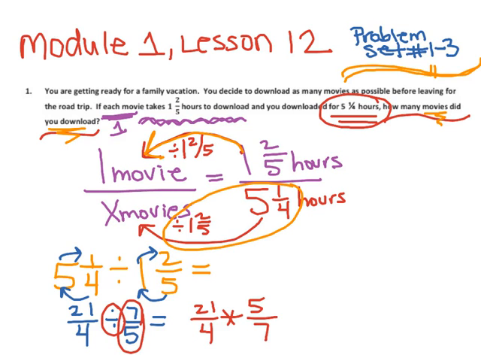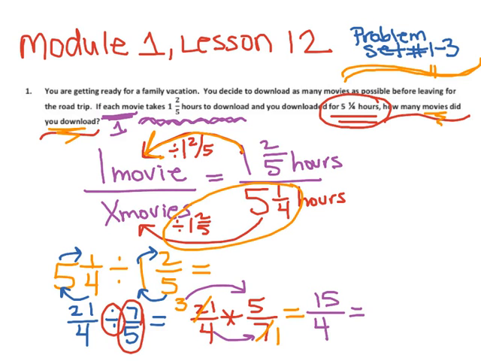Do we have any cross factors? Can we simplify? Yes. 7 and 21 share a common factor of 7. 7 divided by 7 is 1. 21 divided by 7 is 3. 5 and 4 only have a common factor of 1, so we can't do anything there. Multiply across. 3 times 5 is 15. 4 times 1 is 4.